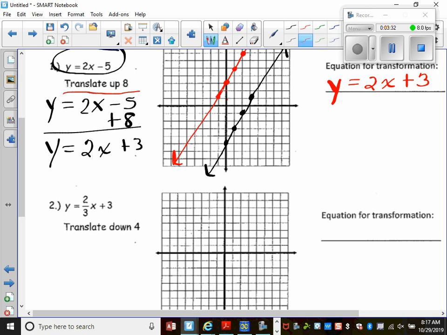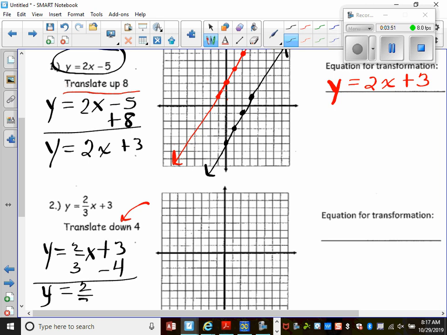Now, since it said up, we add it, but if it says down, what do you think you're going to do? You're going to subtract. So we're going to take the y equals 2/3 x plus 3, and now we're going to subtract 4. So that'll give us y equals 2/3 x minus 1. And I'll put that over here as my answer.